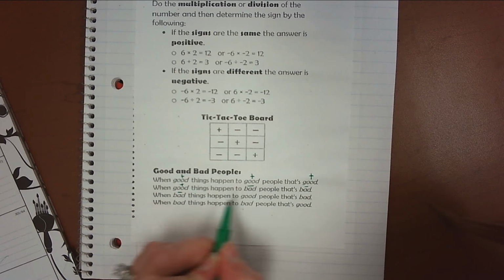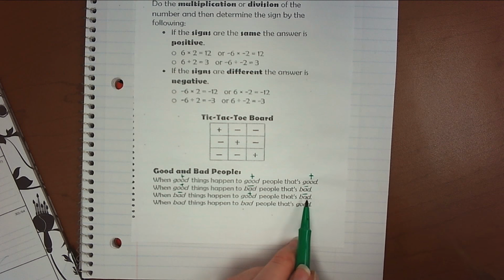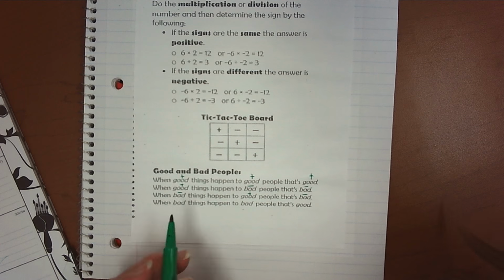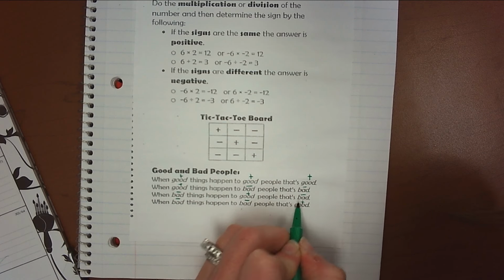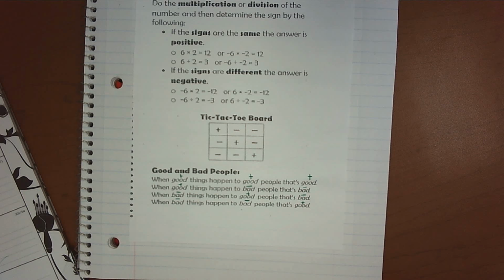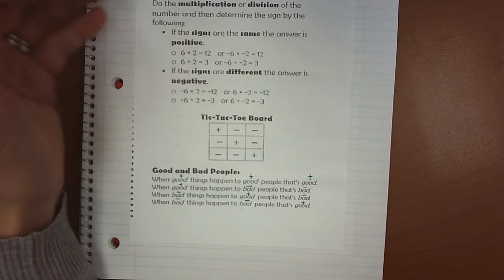When bad things happen to good people, that's a bad thing. So negative times a positive is a negative. And when bad things happen to bad people, a negative times a negative, that results in a good thing. That's a positive answer. And so some people remember that silly saying. It's totally up to you how you want to remember those silly sayings, but I just want you to be aware that the silly sayings exist, the tic-tac-toe board exists, or if you just want to memorize them.